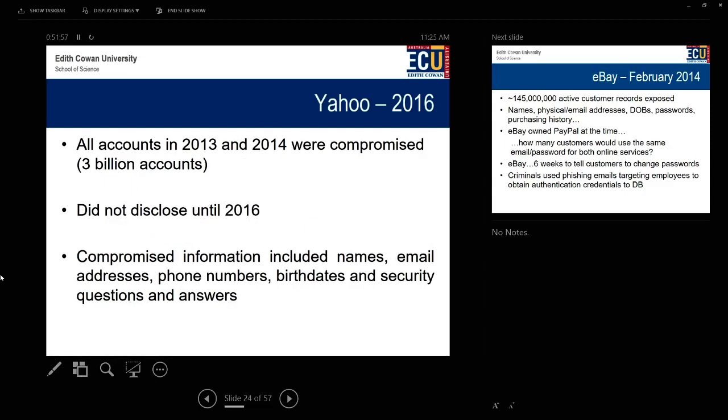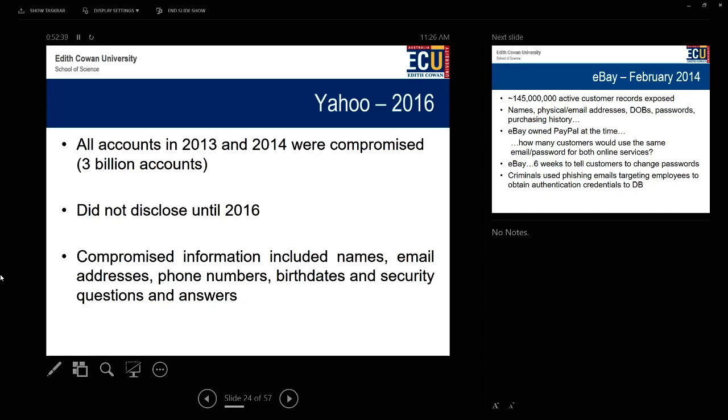Next major incident was Yahoo in 2016. All accounts in 2013 and 2014 were compromised. 3 billion accounts. We don't use Yahoo anymore. We are more used to using Gmail at this stage. But when the internet started to come into our lives, Yahoo was one of the major email service providers. So in 2013 and 2014, all of the user accounts, approximately 3 billion, all the details were compromised. All the details were stolen by the hackers.